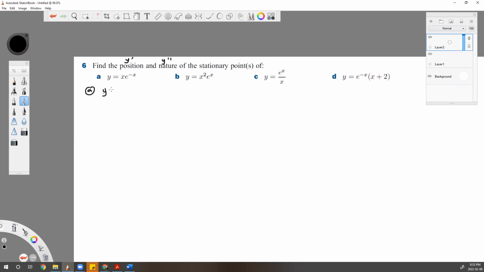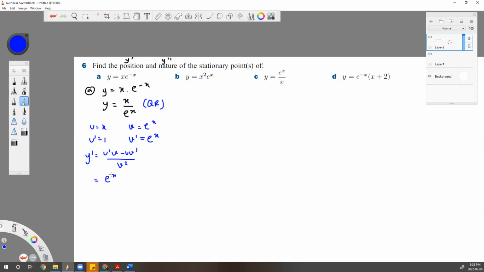Question A. y equals x times e power negative x, or x over e power x. You use the quotient rule, remember? So u equals x, v equals e power x, u' is 1, v' since it is a natural, e power x again. So we don't derive the e. So y' equals u'v minus uv' over v squared, right? e power x minus x times e power x over e power 2x, right? Or e power x bracket squared means e power 2x.